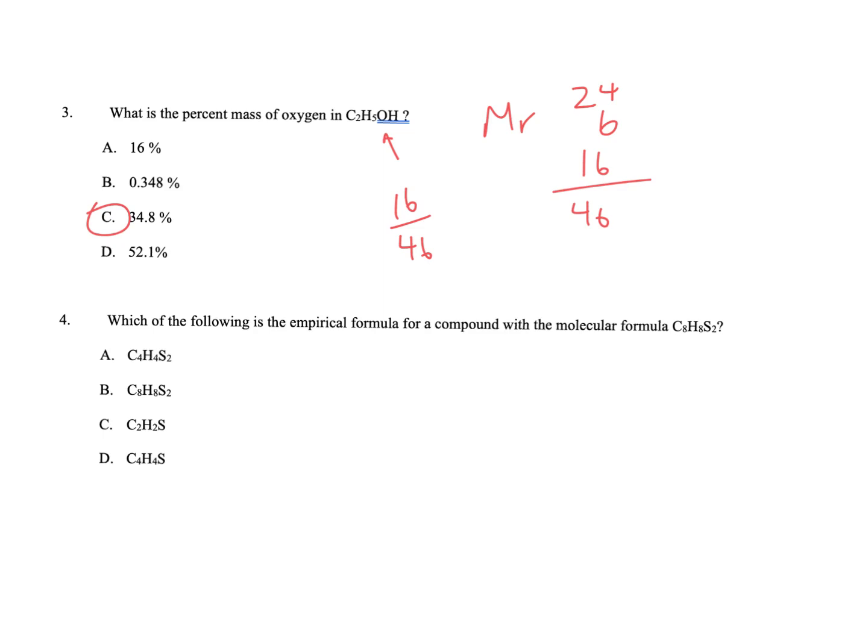And then, which of the following is the empirical formula? Empirical formula, remember, it's the lowest whole number ratio. This was probably statistically the easiest question. Most people got this one. Should be C4H4SD.